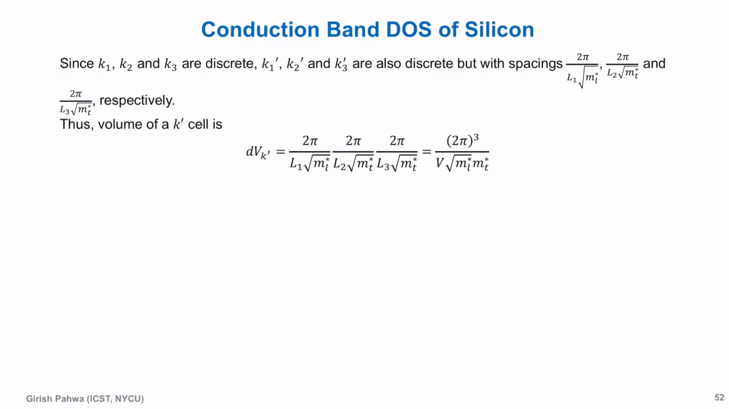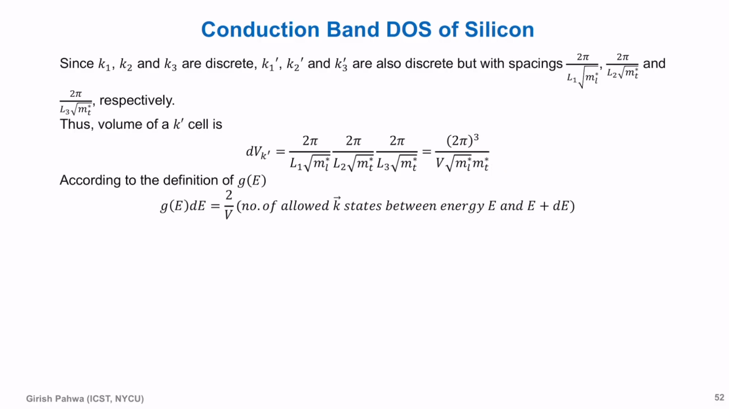So volume of the cell is this. You can multiply. Now in addition to (2π)^3 by V, you will also have these masses here. And what will be the density of states? The definition of density of states is the number of allowed k states between E and E plus dE, but 1 k state corresponds to 1 k' state. So you can simply replace this by the number of k' states between E and E plus dE.